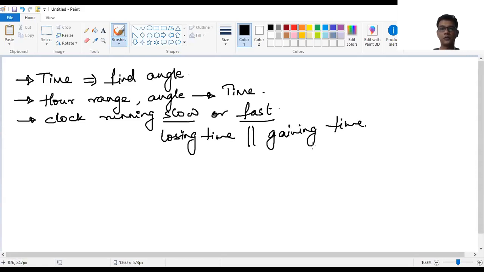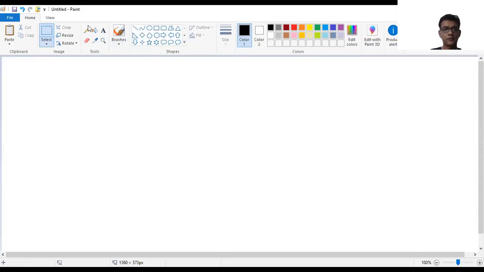Okay, so these are the two alternative words used for running slow and going fast. We'll come back to this. But assuming that you guys have understood the three kinds of questions that are going to come in the clock topic itself. Right, so coming to the first kind of question, before that, we need to understand certain terminologies and certain information about clocks.